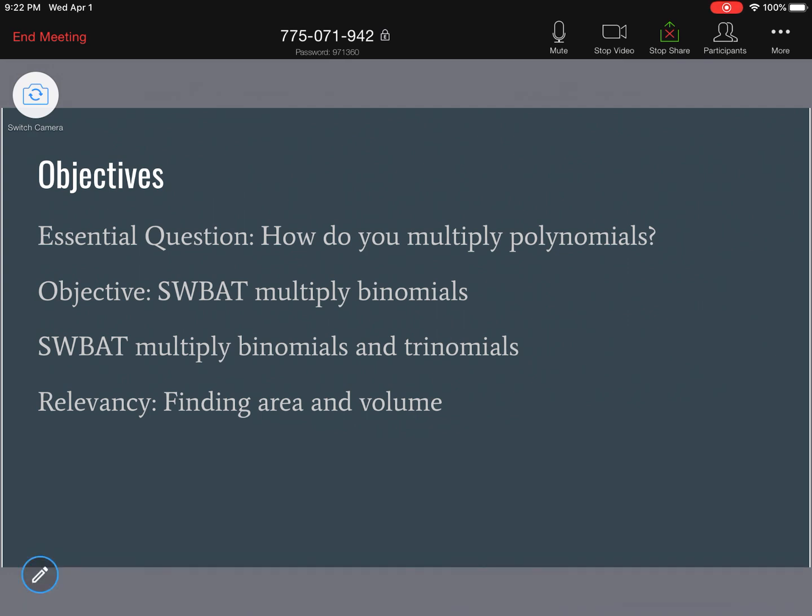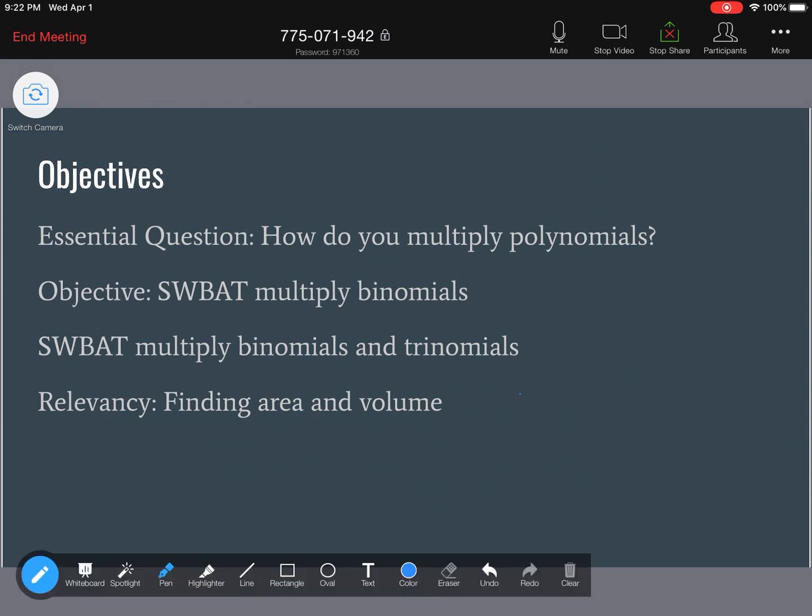Our relevancy for this is finding area and volume, multiplying 2 sides of a square or a rectangle of some sort, where one side is x plus 4 and the other side is x plus 7, and being able to find the area of that rectangle.